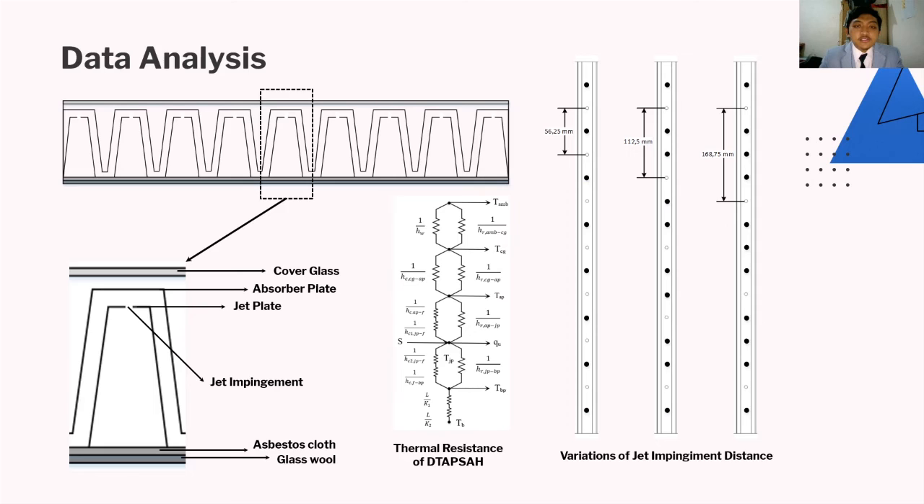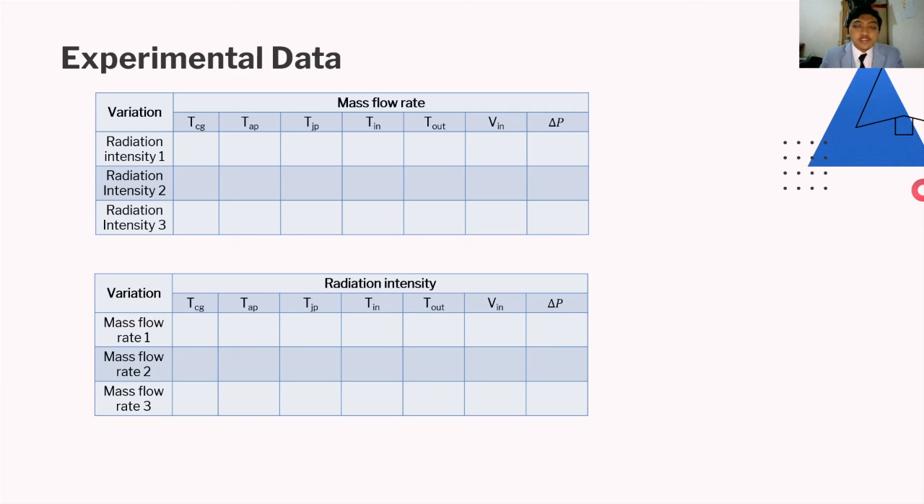Data analysis. This is the detail of the part components of DTAP-SAH: cover glass, absorber plate, jet impingement, asbestos cloth, and glass wool. And this is the thermal resistance of DTAP-SAH, and this is the variations of jet impingement distance. There are three variations. The first is 56.25 millimeter, then 112.5 millimeter, and then 168.75 millimeter.